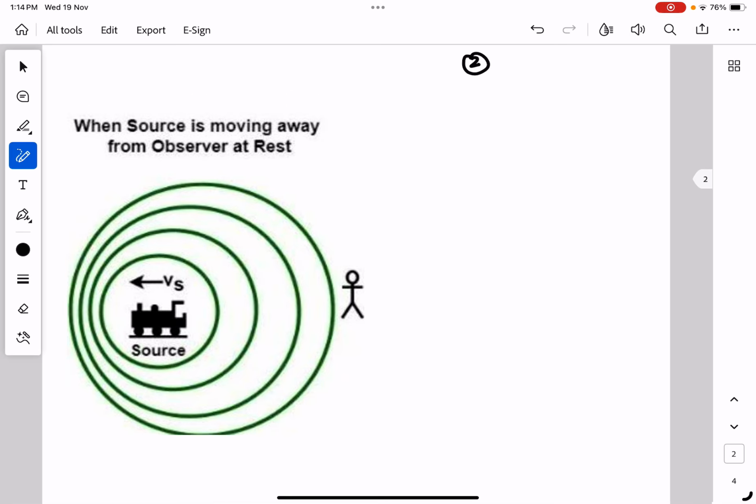In this case, the waves are going to get stretched out, which will increase the wavelength of the waves and decrease the apparent frequency. So let's try to understand how exactly this happens. The apparent wavelength lambda dash will now be equal to lambda plus Vs into t. This can be written as Vt plus Vs into t.